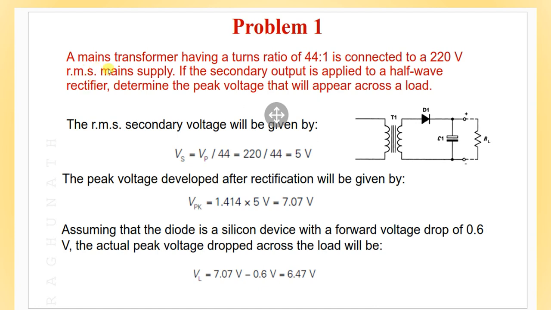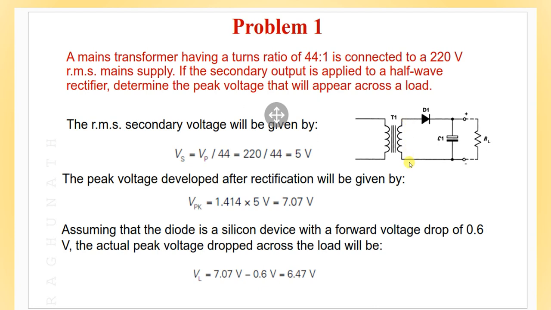The statement is: a mains transformer having a turns ratio of 44:1 is connected to a 220 volts RMS main supply. If the secondary output is applied to a half wave rectifier, determine the peak voltage that will appear across the load. So here the turns ratio N1 to N2 is 44:1. It's a step down transformer, and on the input side we have 220 volts. We have to find the output voltage of the secondary.